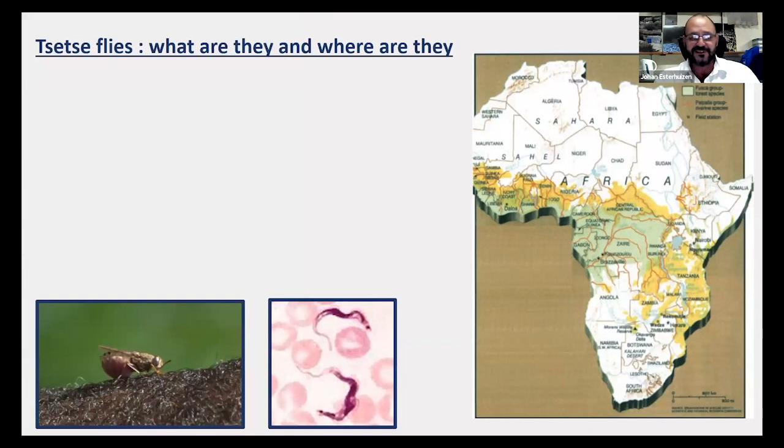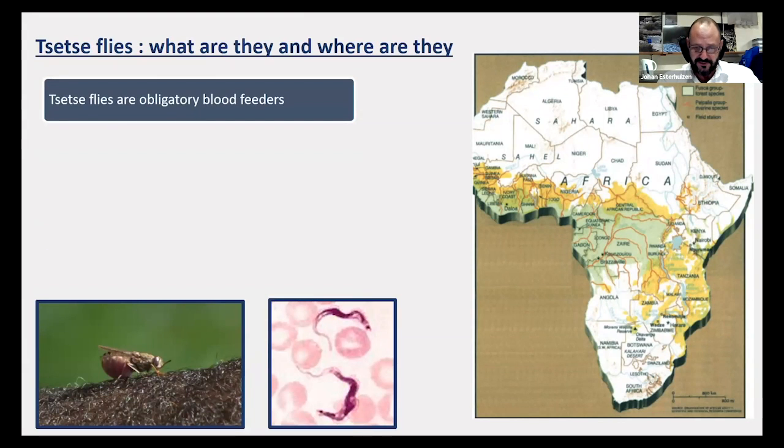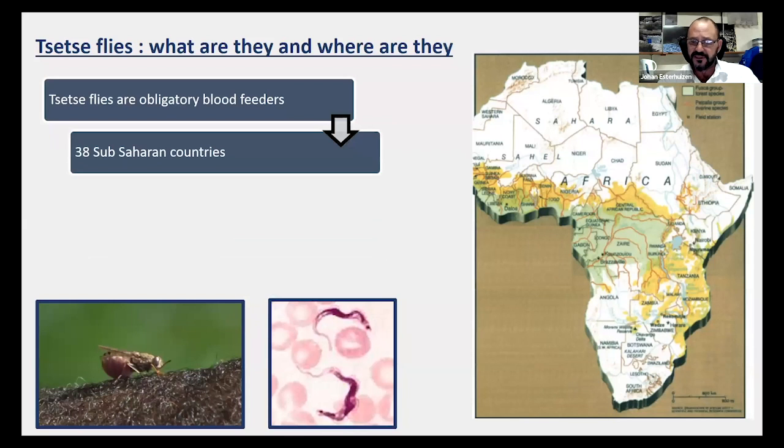Okay, so tsetse flies, what are they and where are they? So tsetse flies are obligatory blood feeders, and they occur only in Africa, in 38 Sub-Saharan African countries. So if you look at the map, it's quite clear that really it's the tropics and the subtropics where we are. So the Sahel and the Sahara is just too dry, so we don't find them there. Similarly, down south in Namibia, Kalahari, it's too dry.